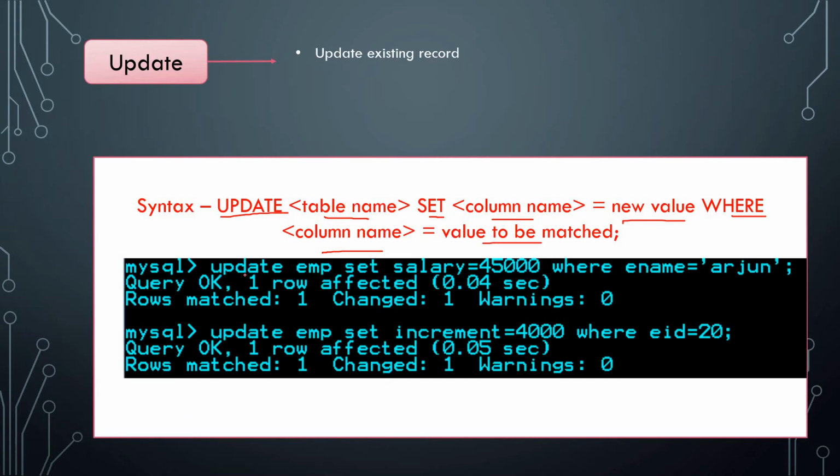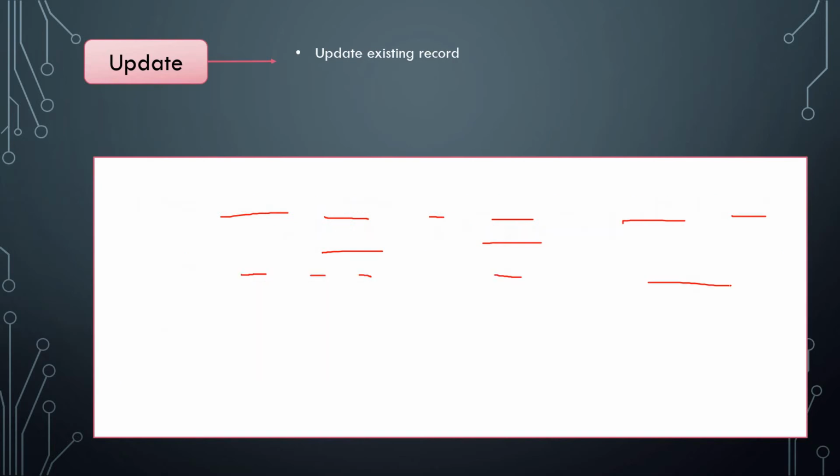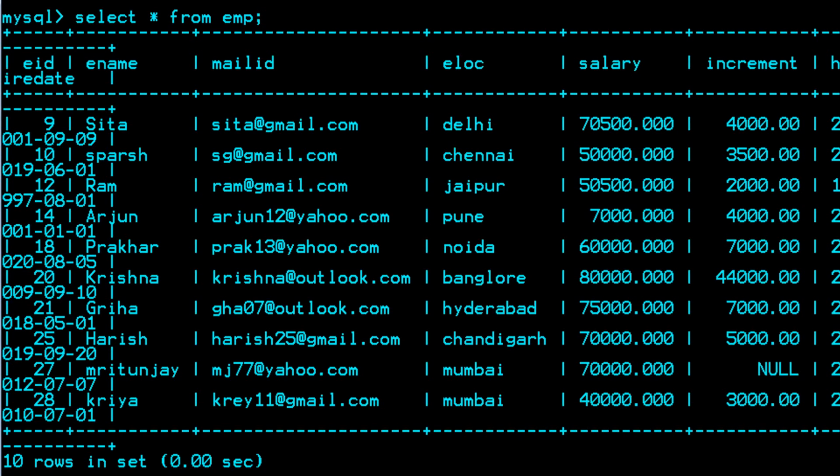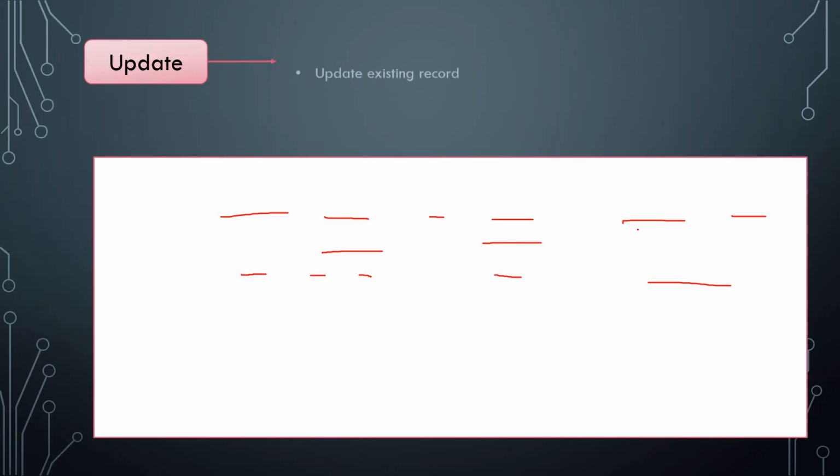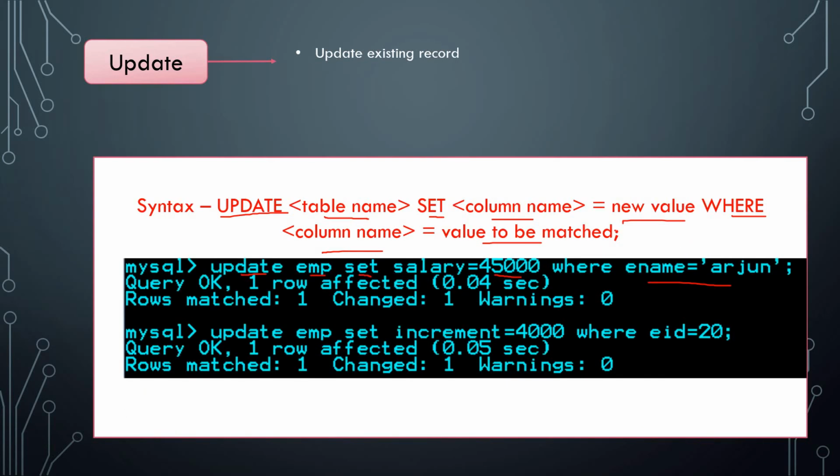So you can see here, update. My table name was EMP, then set. I want to change the salary to 45,000, where employer name is Arjun. So now you can see in the previous slide, you can see employee ID Arjun, and here salary is 7,000, which I want to change. So here in this example, I am changing its value to 45,000.